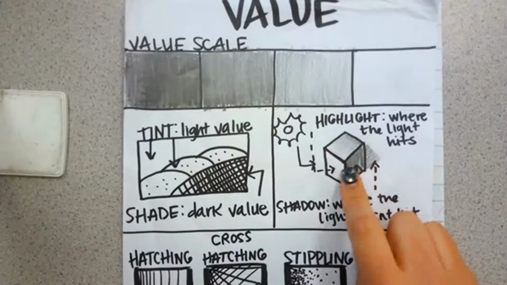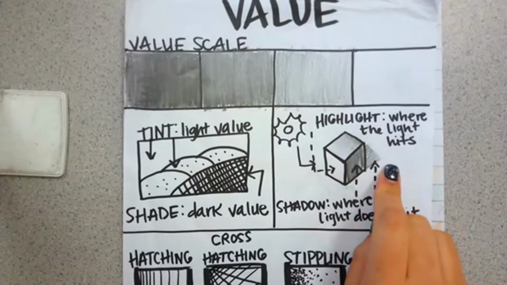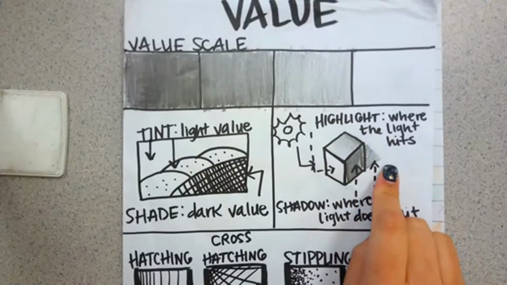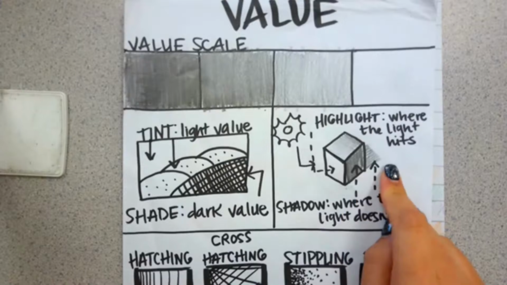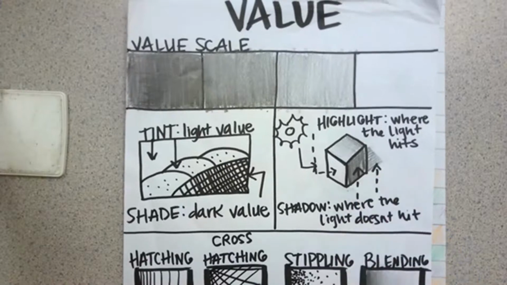And here we have a highlight. So remember, a highlight is where the light hits. So I'm going to be using these words today a lot. I'm going to say highlight and shadow and value. So I just want us to remember what these words mean. So highlight is where the light hits, and a shadow is where the light doesn't hit.